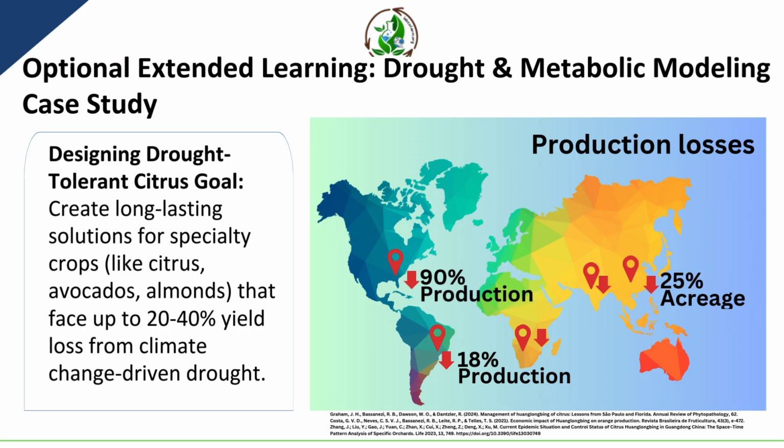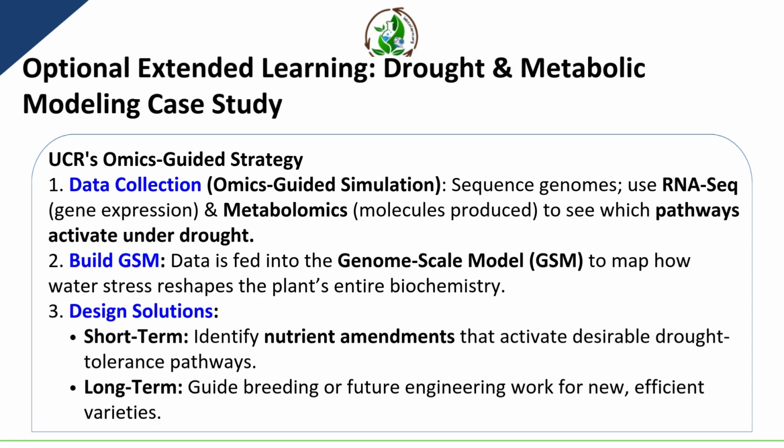Instead of just reacting to the drought, they are trying to engineer resilience, improving long-term sustainability and food security. Here is the strategy they use, which combines lab work with computational modeling. Data collection. They use omics data. RNA-seq tells them which genes are on or off, and metabolomics measures the molecules being produced. This shows them precisely which pathways activate under drought conditions.